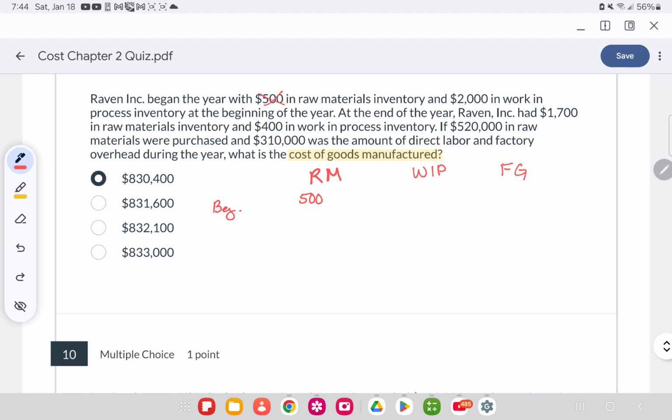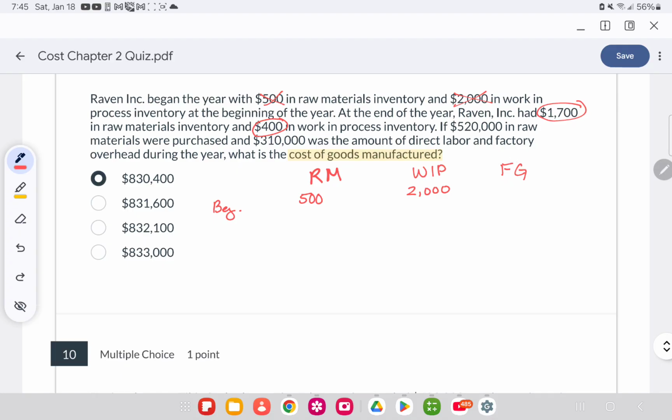All right, so they're telling us that we have 500 in beginning raw materials. I don't know if I'm going to have to use this later, but I'm just organizing my thoughts at this point because I have no idea what's going to happen. We have 2,000 beginning WIP. At the end of the year, Raven had 1,700 in raw materials. All right, so let's hold on to that for a second. And 400 in WIP. I don't want to add that in yet, though, because I don't know what direction this is going in. If 520,000 in raw materials were purchased and 310,000 was the amount of direct labor and factory overhead during the year, what is the cost of goods manufactured?